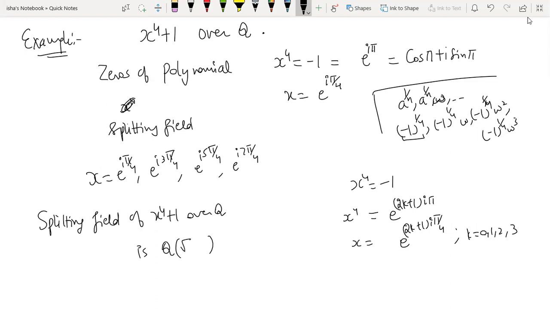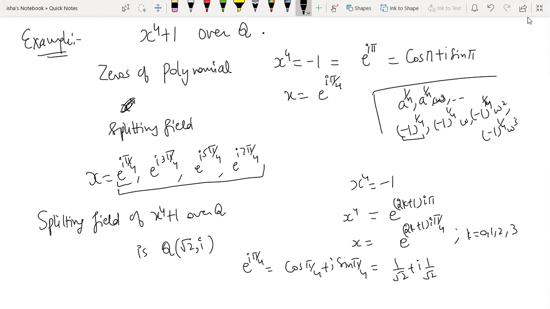Root 2 and i. Yeah, that's correct. Because if you look at e raised to power i pi by 4, what is this? Cos pi by 4 plus i sine pi by 4. So that is 1 by root 2 plus i times 1 by root 2. So if you just introduce e raised to power i pi by 4, then automatically all its powers will be included. Out of these four zeros, we just need to include one of them, and the others will be automatically generated because of the properties of ring multiplication.